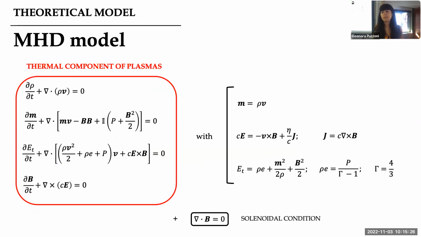So the magnetohydrodynamic model constitutes the simplest phenomenological model to describe a plasma. Here you see the continuity, the momentum, and the energy conservation equations for this model. The magnetic field is evolved through the Faraday equation, accompanied by the solenoidal condition, while the electric field is given by this relation.